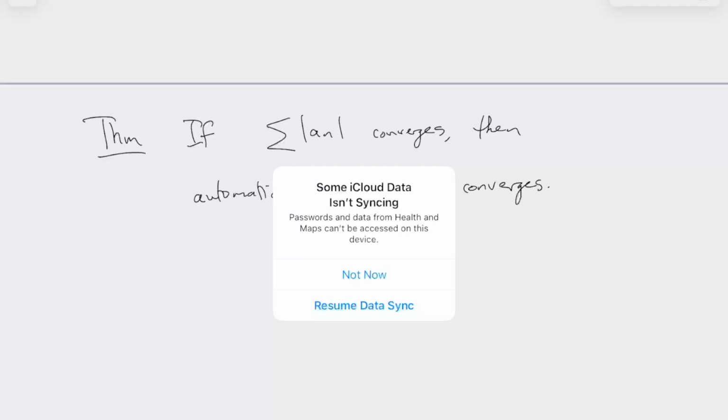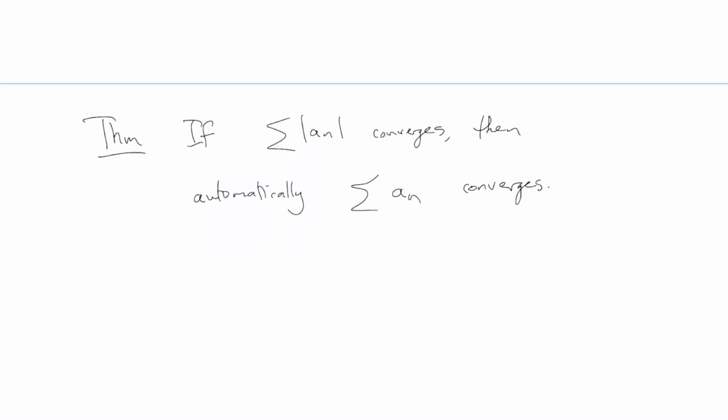Oh, they tell me this every day. Not now, is what I say every day. My iCloud is full, but I'm not paying the 99 cents or whatever to get the extra 10 gigabytes or whatever it is. No deal, Apple. Anyway, what was I saying?